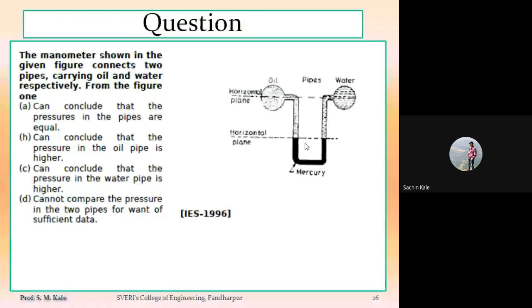So here, as through one pipe oil is passing, through another pipe water is passing. We know that oil has density lower or higher than water?